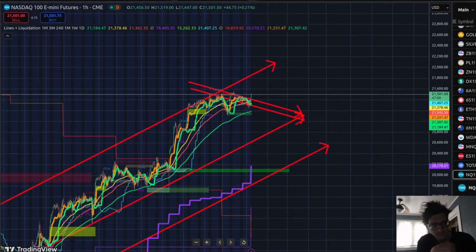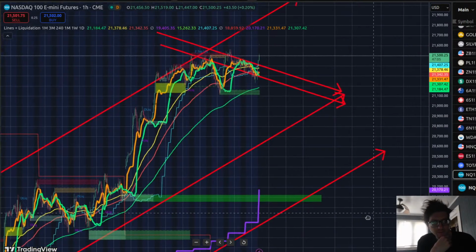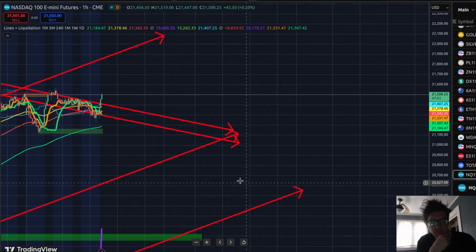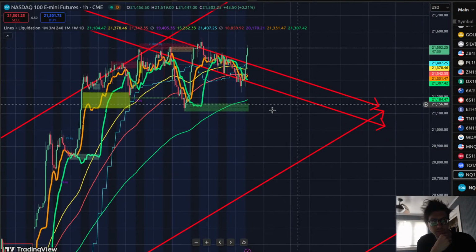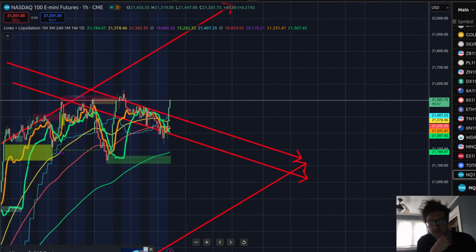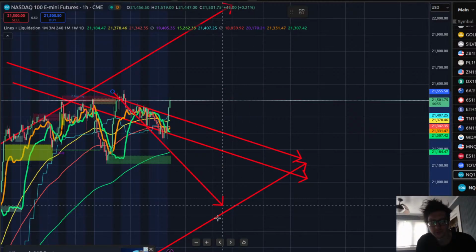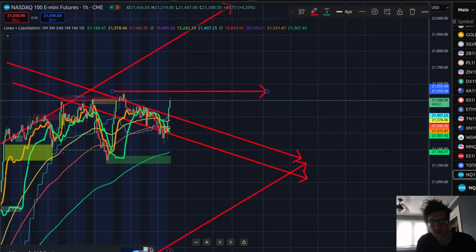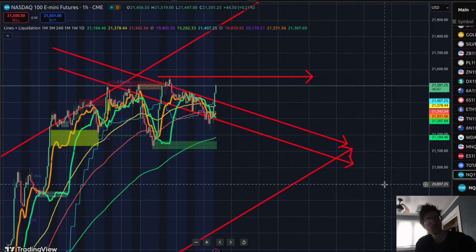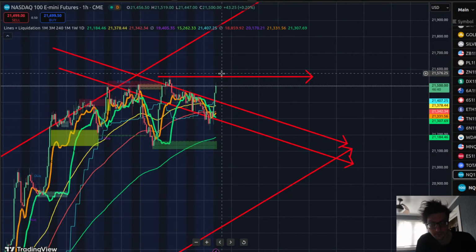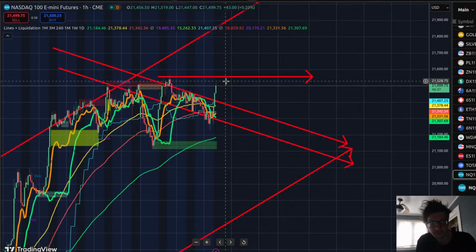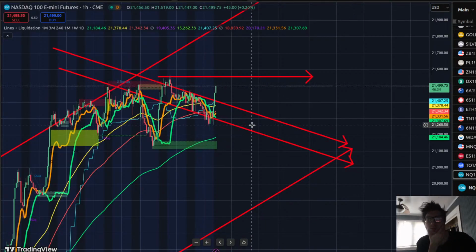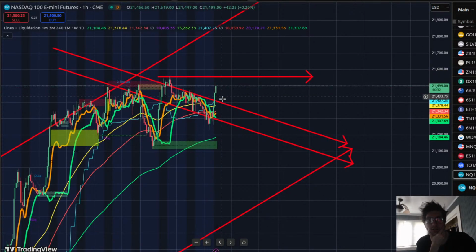But anyways, we're at the top of this channel on the Nasdaq. Actually, we just broke above it, so we're faking out to the upside. Probably gonna get to this level right here, and then I'm gonna be looking at that level as a resistance to break down below. It might not even get up to there, but no big deal. It's just a fake out to the upside.